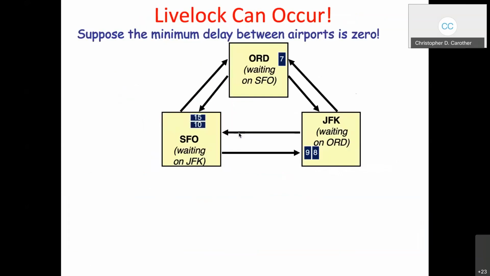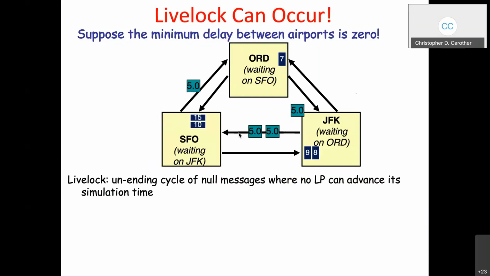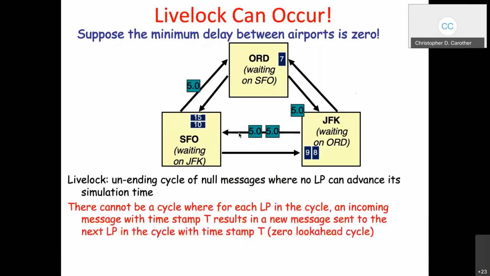Then there could be a live lock, and this is what I was alluding to earlier. If your minimum delay is 0, so in other words, if you had a distribution, let's say the exponential distribution is a great example, which could generate a close to 0 or a 0 timestamp increment, then you could see some sort of live lock in the system where I'm sending time now plus 0, 0, 0, and it goes on forever, and no LP can advance.